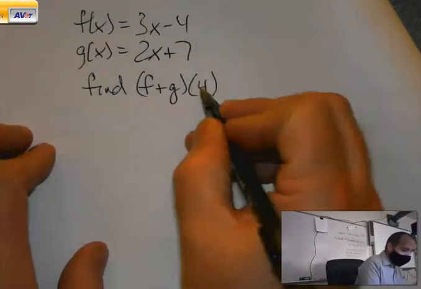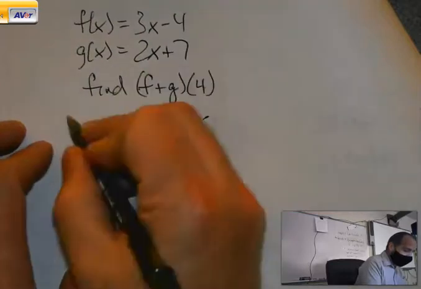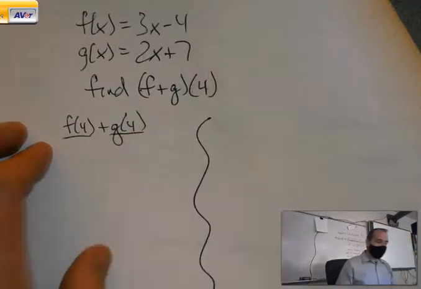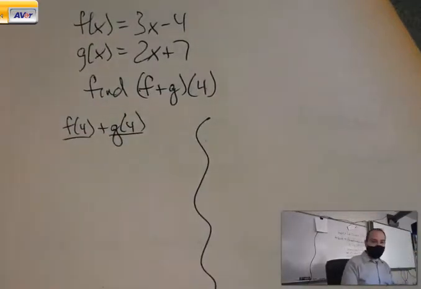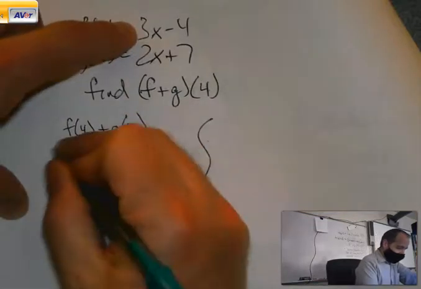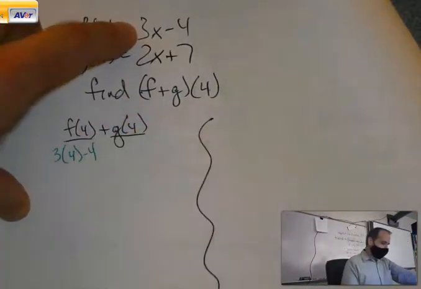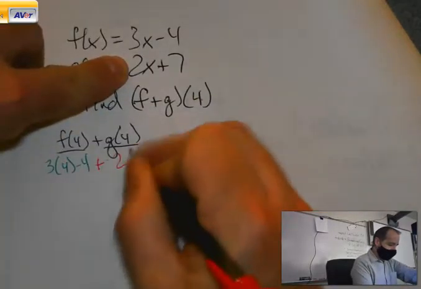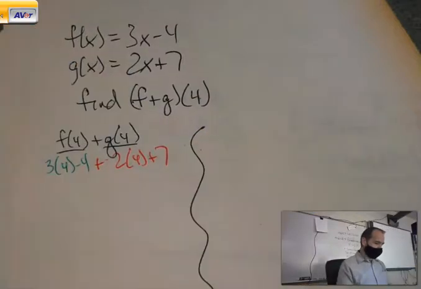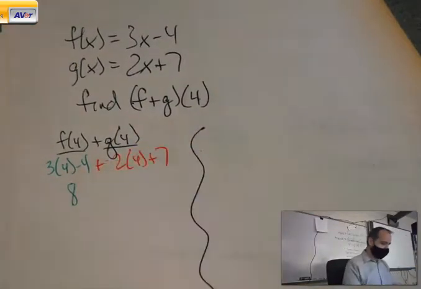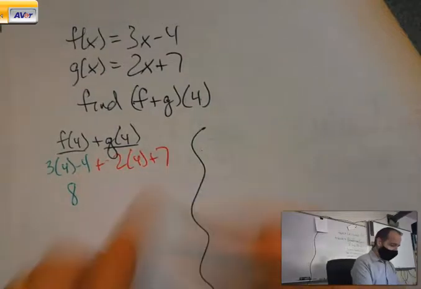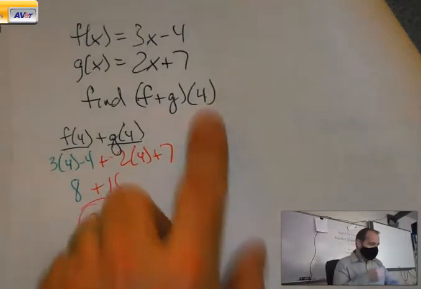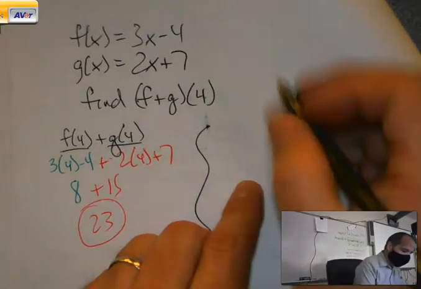One way you could do it is you plug the 4 into each function. And you do them separately. So like here, f of 4, I'd plug the 4 into there. g of 4, I'd plug the 4 into this one. 12 minus 4 is 8. 8 plus 7 is 15. And I could get a numeric answer.